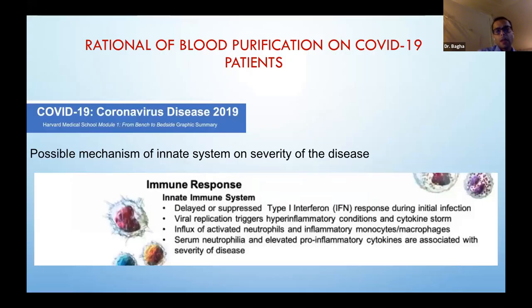inflammatory response. So the rationale of the blood purification of COVID-19 patients, we know that the innate immune response is very, very important when it comes to viral infections. And because of the virus itself, we tend to get a delayed or suppressed type 1 interferon response during the initial infection. And the viral replication triggers off a hyperinflammatory condition and the cytokine storm, and which leads to an influx of activated neutrophils and inflammatory monocytes and macrophages. And this is what leads to the severity of the disease. So what we need to do is to basically remove the cytokines, which are basically leading to a cytokine storm.